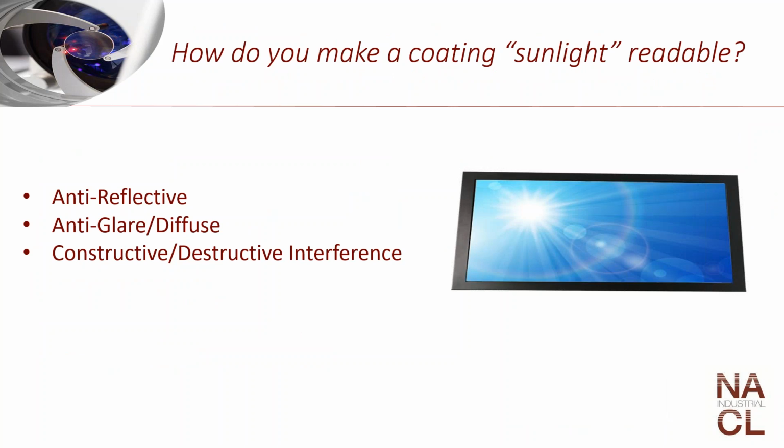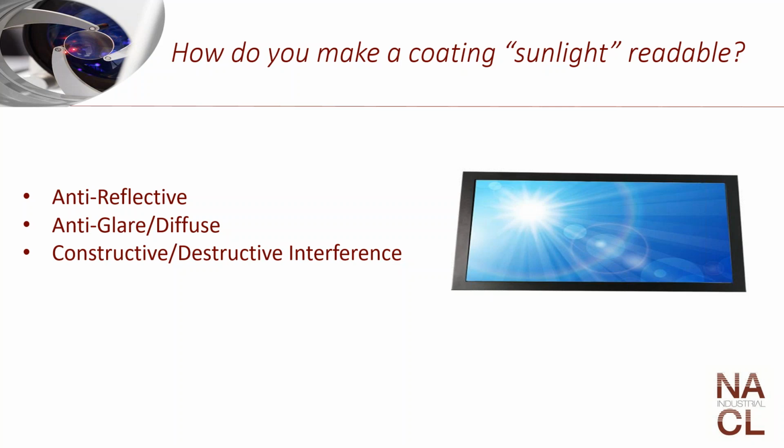All right. Question we got too was, how do you make a coating sunlight readable? So there's a few different ways to do this, but this is actually a tandem coating. It is typically a surface treatment of an anti-glare coating, which is dip, spray, or spun applied, that has diffuse particles in it. And those diffuse particles diffuse the light. And on top of that diffusion treatment, you would put a vacuum applied anti-reflective coating.